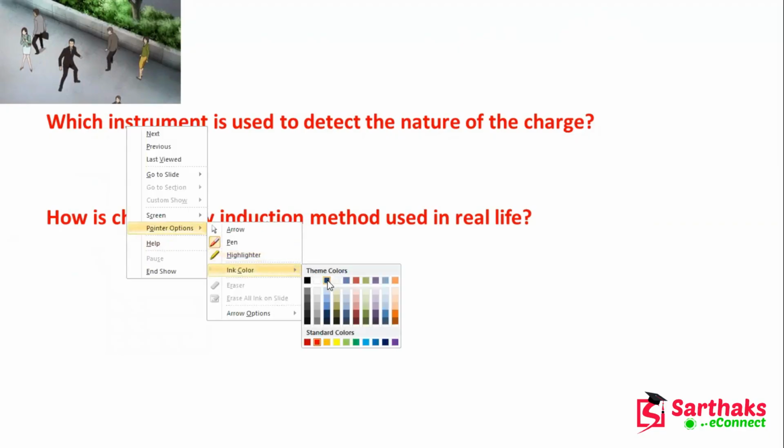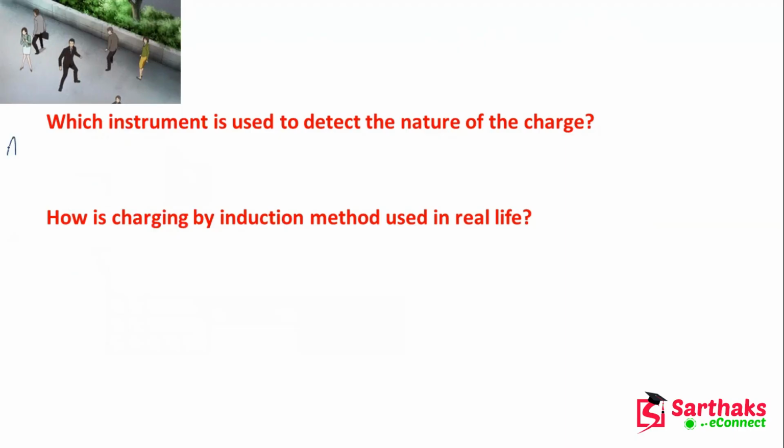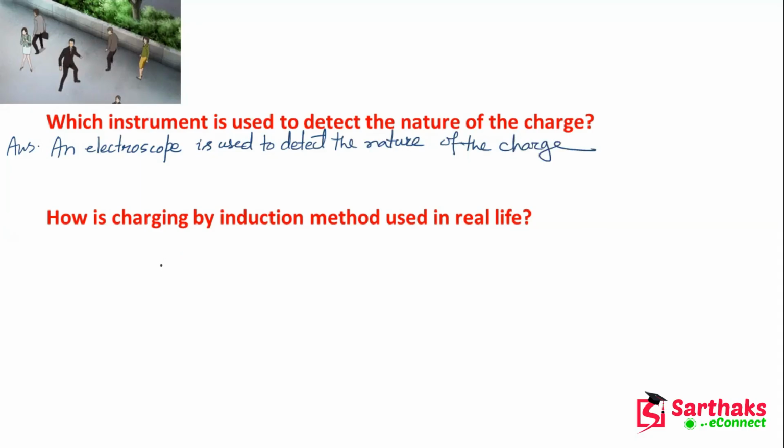Let me change the ink color. Which instrument is used to detect the nature of the charge? We have studied the gold leaf electroscope. So, an electroscope is used to detect the nature of the charge.